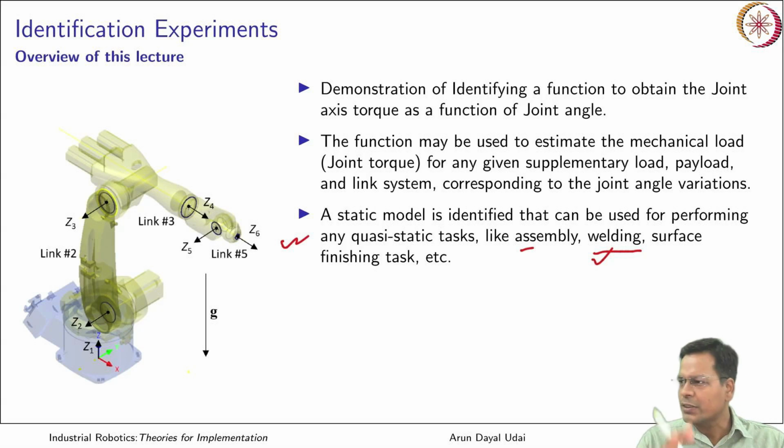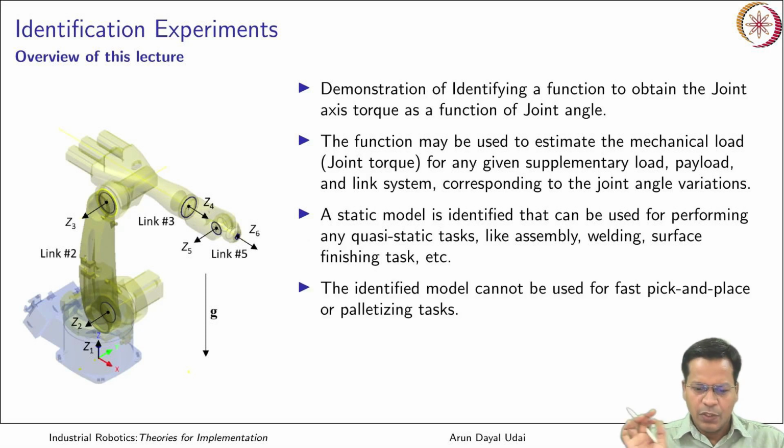So this is today's lecture. I am going to discuss something that we have done in our lab, and how such model identification is going to help you in doing load calibration, which we discussed in the last class. The identified model cannot be used for fast pick and place tasks such as palletizing, which is normally performed at very high speed by any industrial robot.